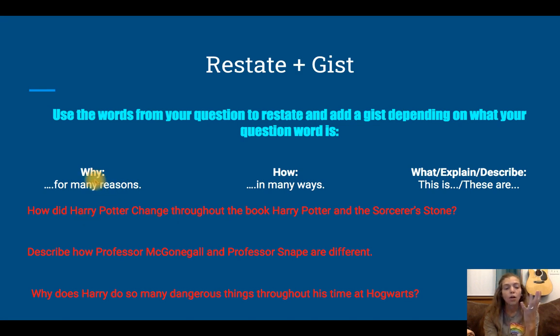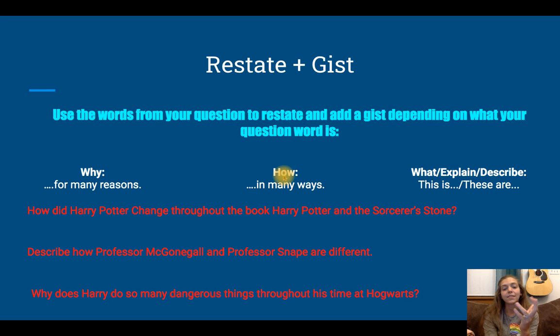So, for why and how questions, our gists come at the end of our sentence, after our restate. For a why question, we use for many reasons. For a how question, we use in many ways. The way that we remember this is when you have a how question, you say hi. How and I go together. How starts with in many ways, right? And then you just remember that the other one is for many reasons.